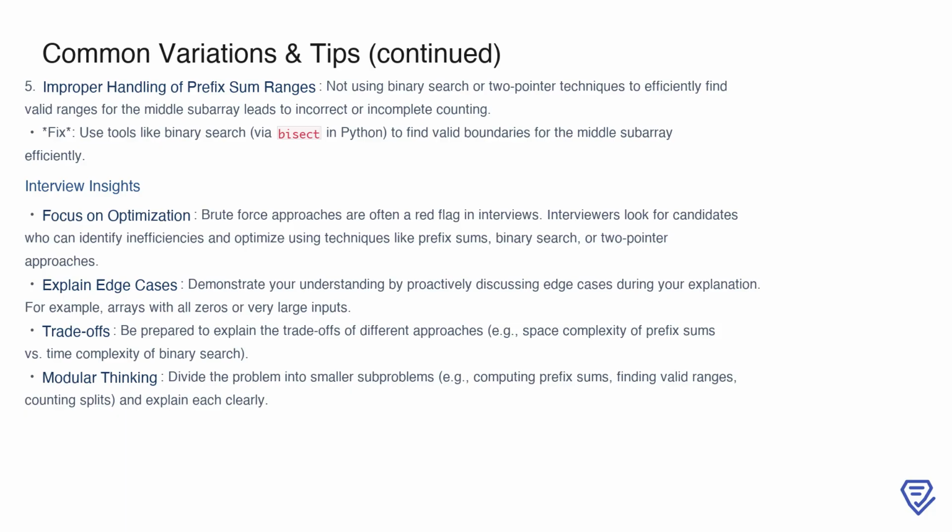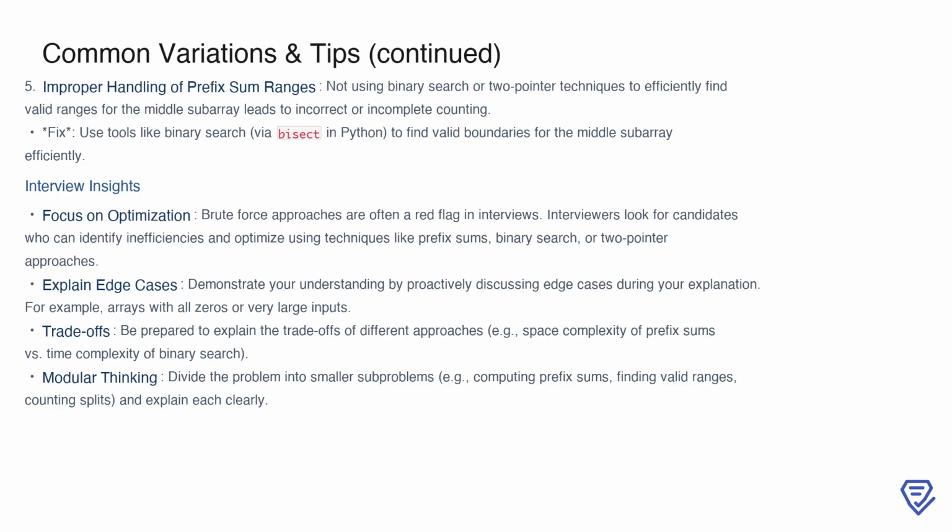In interviews, there are certain aspects to prioritize when discussing this problem. Optimization is key. Relying on brute force approaches can be a red flag to interviewers. Instead, focus on demonstrating your ability to optimize using techniques like prefix sums, binary search, or two-pointer methods. Additionally, proactively discussing edge cases during your explanation shows that you understand the problem comprehensively.